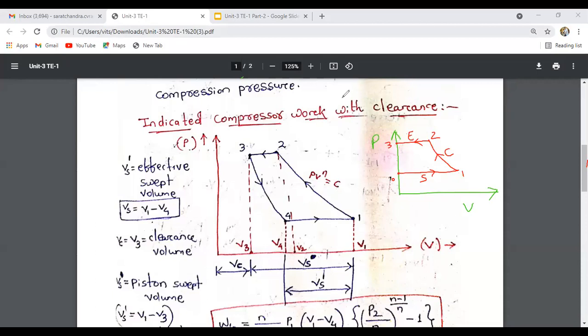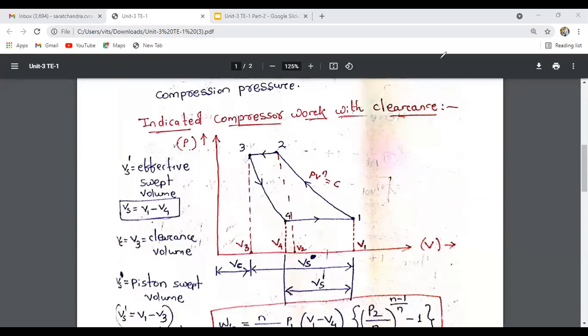If clearance is there, how will the diagram look? With clearance, this diagram will shift towards the right. Okay, if we are considering the clearance volume, then this diagram will shift towards the right. You can see here, the diagram shifted towards the right, and this volume we got here is known as VC. VC means clearance volume. Okay, so these are the basic things that we are going to discuss over here.